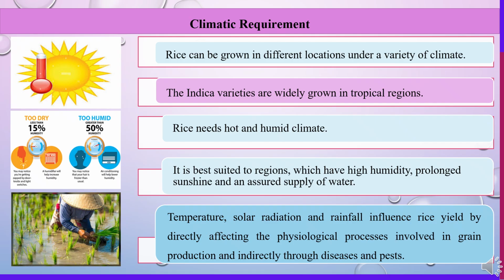Climatic requirement of paddy. Rice can be cultivated in a wide range of locations and climates. Indica varieties are predominantly grown in tropical regions. The crop thrives in hot, humid conditions and is best suited to areas with high humidity, prolonged sunshine, and a reliable water supply. Key climatic factors such as temperature, solar radiation, and rainfall significantly influence rice yield, both directly, by affecting the plant's physiological processes involved in grain formation, and indirectly, by impacting the incidence of pests and diseases.